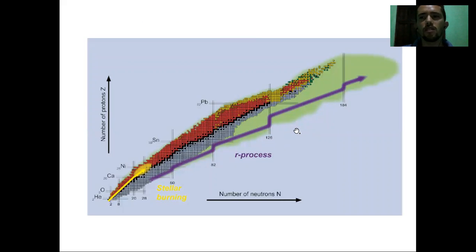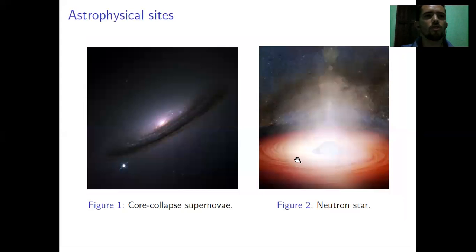The process is believed to operate very close to the neutron drip line, that sits far away from the beta stability line, as you can see here in this picture. So the most probable candidate sites where the r-process occurs are the core collapse supernova and the neutron star merger. These two sites can provide the perfect conditions for the r-process to occur.